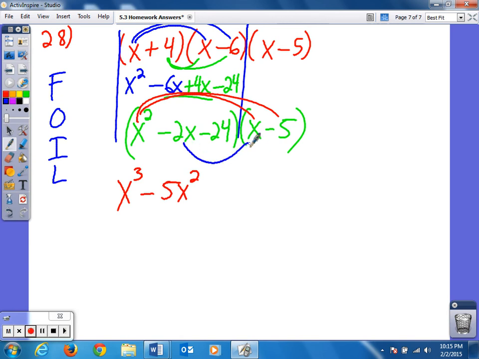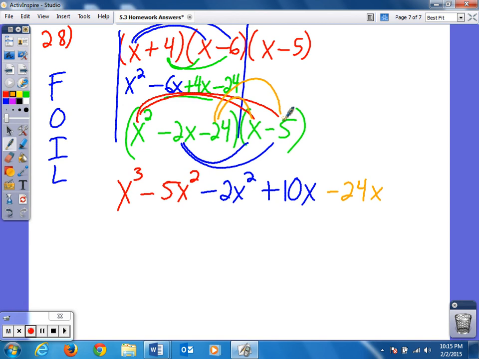So negative 2x times x is negative 2x squared. Negative 2x times negative 5 is positive 10x. And now we've taken that middle term and multiplied it through the second set of parentheses. So all we need to do now is take that negative 24 and put it through the second set of parentheses. So negative 24 times x gives negative 24x. And negative 24 times negative 5 gives, let's see, that would be positive 120. And now we just need to combine like terms.